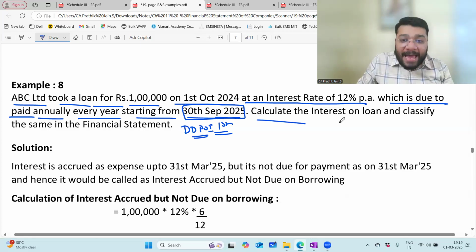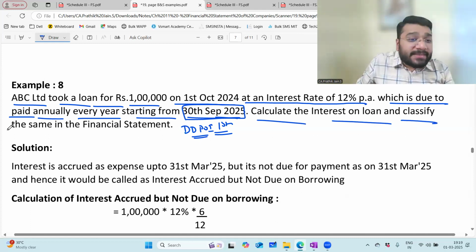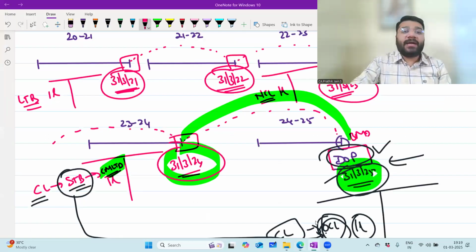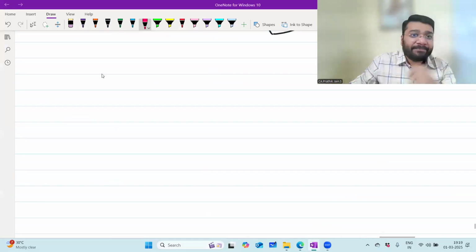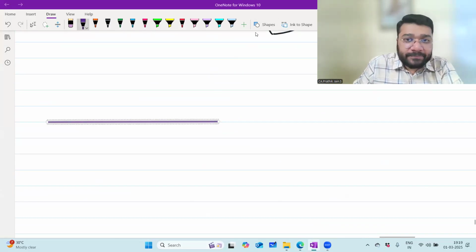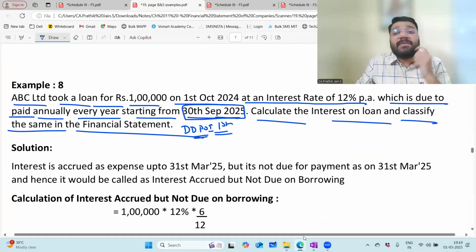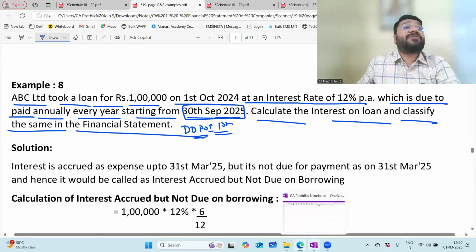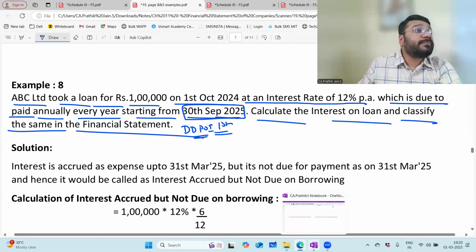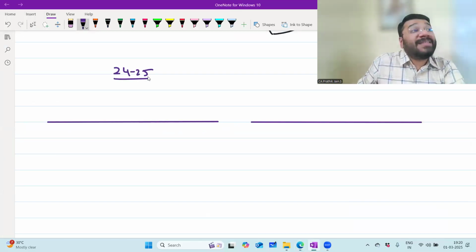Calculate the interest on loan and classify the same in the financial statement. Now here what I'll do, I'll draw a time period. Focus on this point very clearly. This is year 1. This is year 2. In which financial year did we take loan? Open your mouth and respond, all of you. 24-25. Very good.